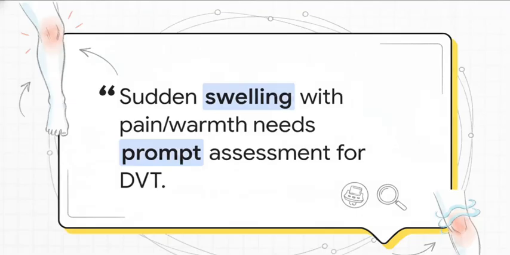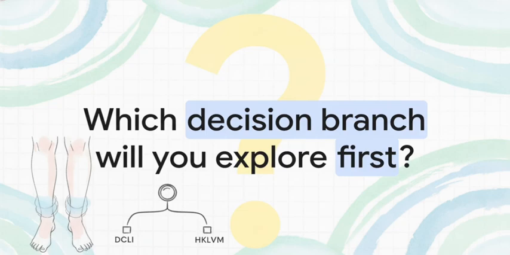Before we wrap up, I need you to never ever forget this ultimate safety mandate. Sudden unilateral swelling, especially when it's accompanied by pain or warmth, requires a prompt and thorough assessment for deep vein thrombosis. You simply cannot rely on your clinical exam alone to rule it out. Always use your diagnostic pathways to ensure patient safety. Armed with these mnemonics, you are officially ready to tackle leg edema systematically and confidently.